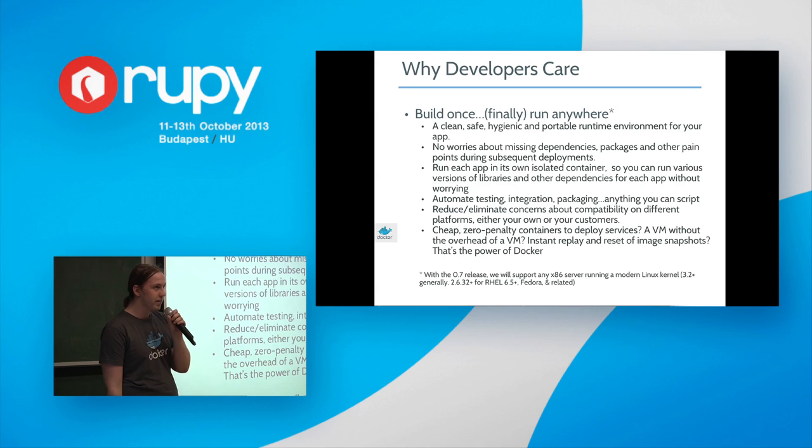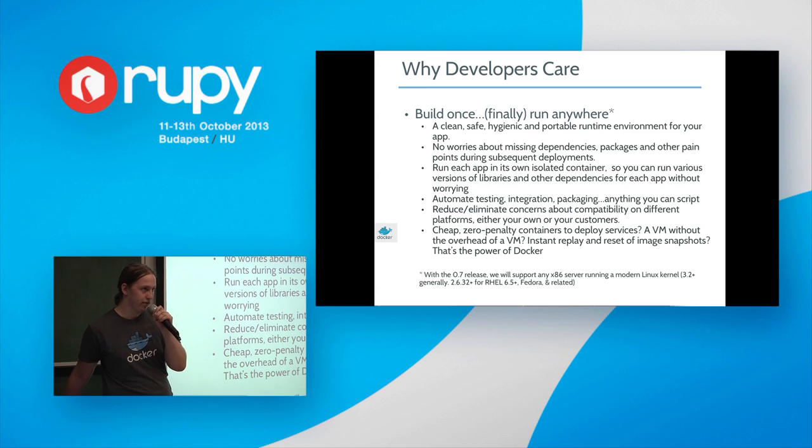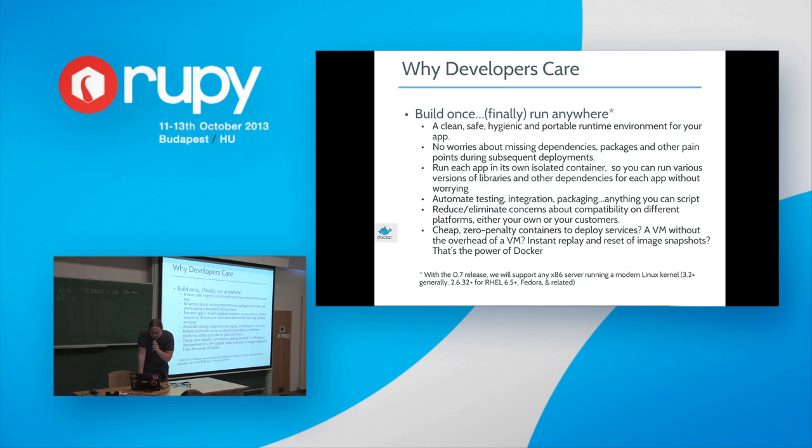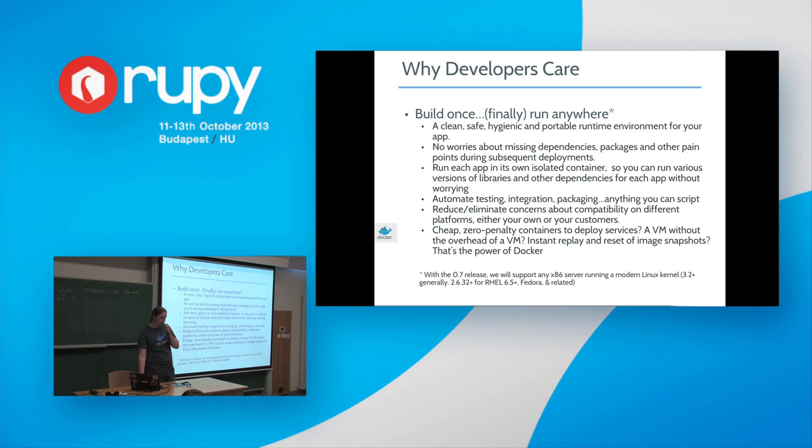As soon as 0.7, we're going to support a lot more platforms, starting with Red Hat, Fedora, and CentOS, and a lot of other things, because we're getting rid of AUFS and replacing it with Device Mapper. So run anywhere, not exactly true right now, will be true in a couple weeks. And so you isolate things, you can automate testing, integration, you can facilitate shipping, and because you're using containers, you have a very lightweight thing that doesn't take much overhead, contrary to VMs, for example. So that's why you should care.